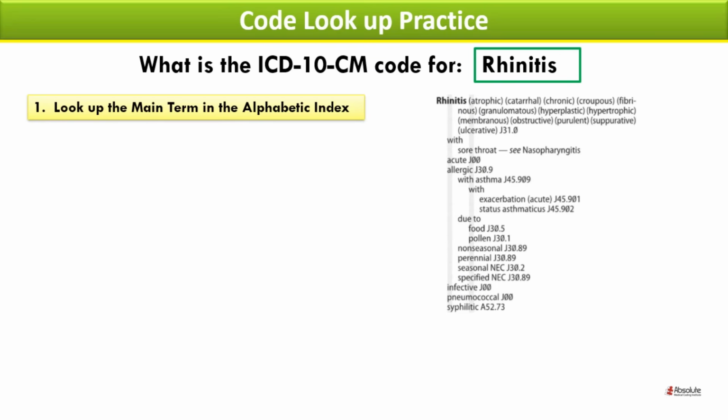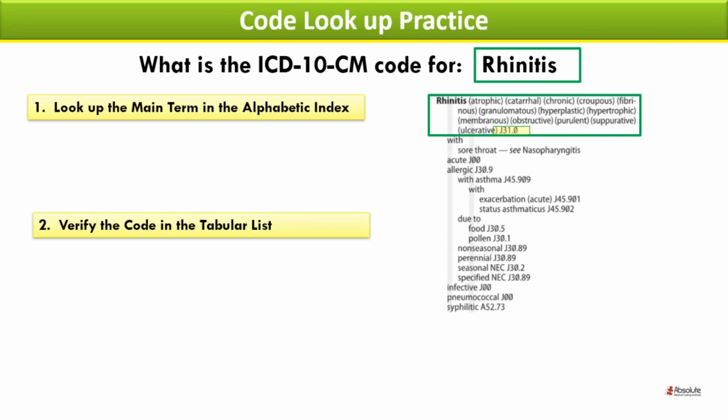We see rhinitis, and we also see our default code, J31.0. Again, this is our default code because it is the code that's next to the main term. Step 2, we have to verify our code in the tabular list. Our code is J31.0. We're going to go to the tabular list.